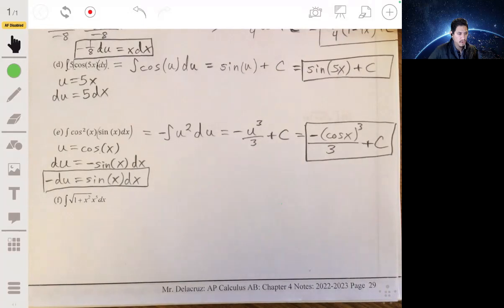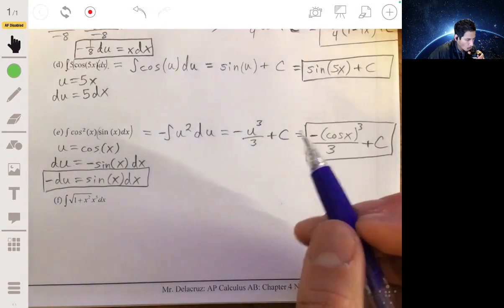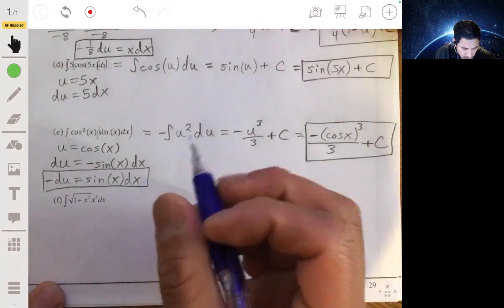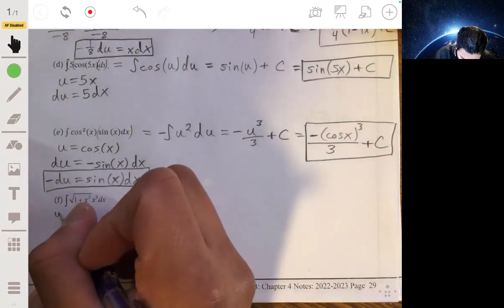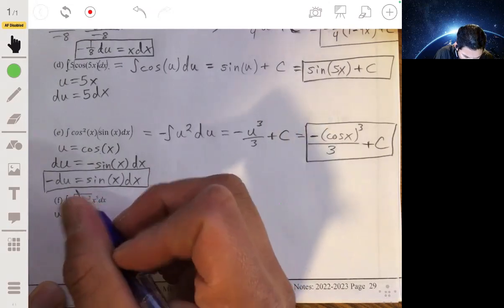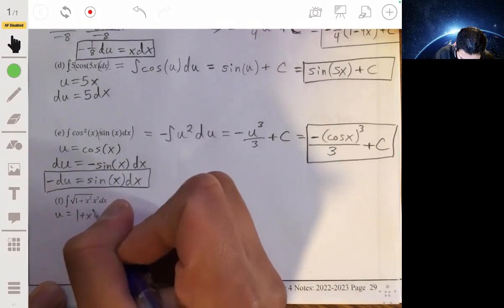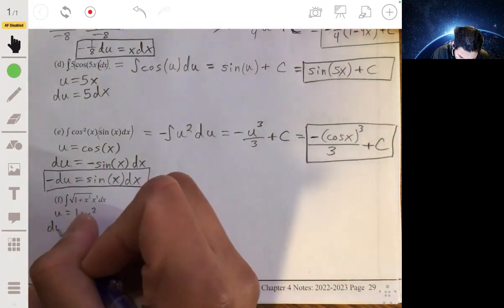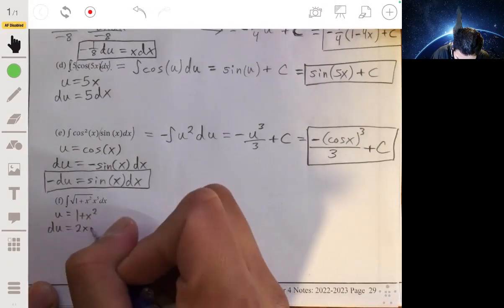All right, let's go through one more. All right, this is a good one. So here we're going to make the u the 1 plus x squared. And that means du will be 2x dx.